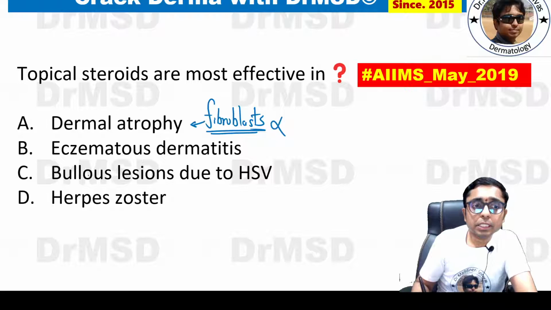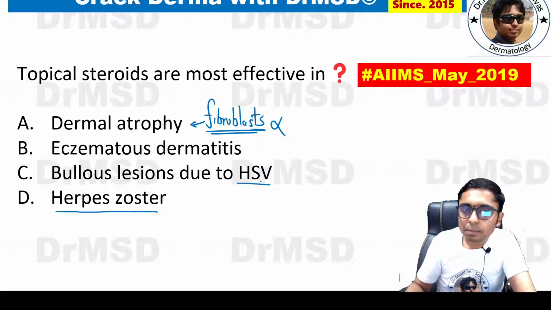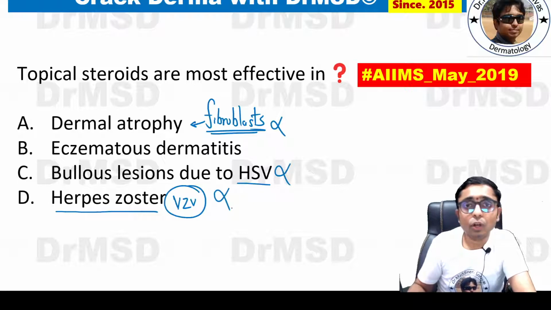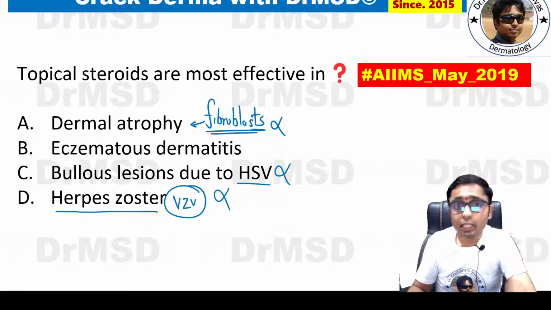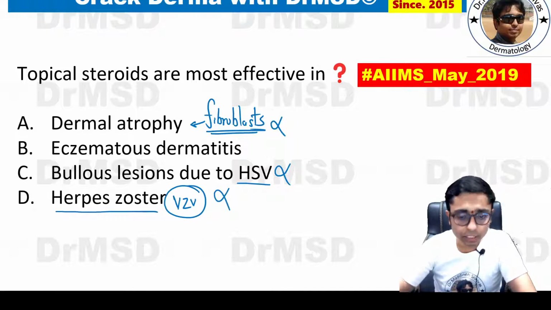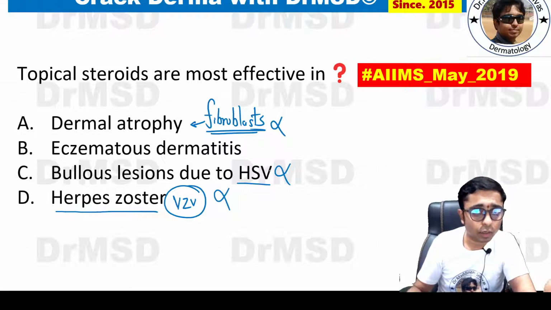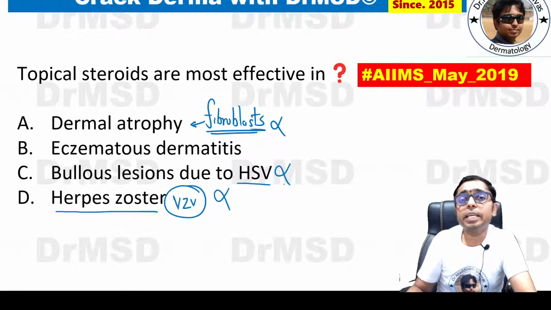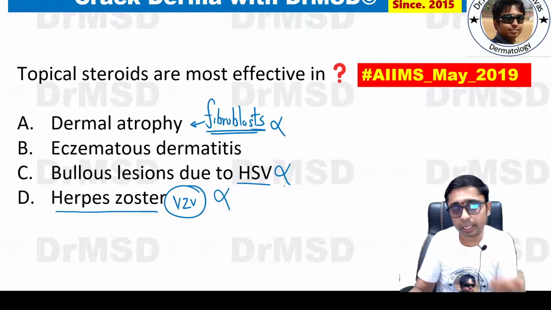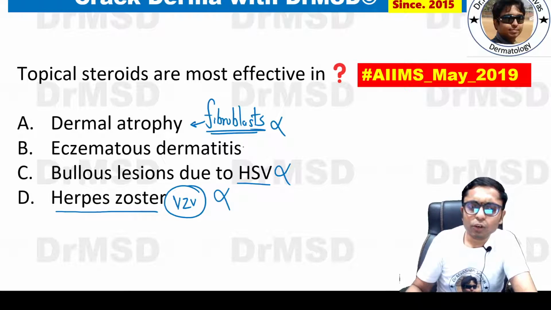And options C and D, if you look, are both viral infections. Herpes simplex virus and herpes zoster, which is caused by varicella zoster virus. I hope you all know that in viral infections steroids are in fact contraindicated, because steroids can produce a compromised state, and then there can be even more proliferation of the viral particles, so we should not use them. So we are left with option B, which is the answer here, eczematous dermatitis.